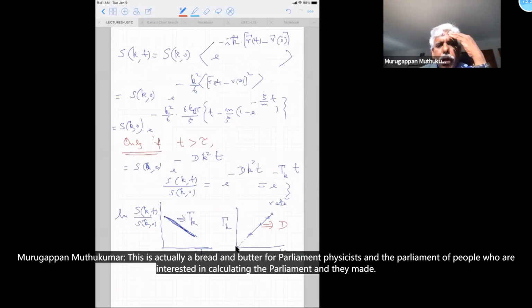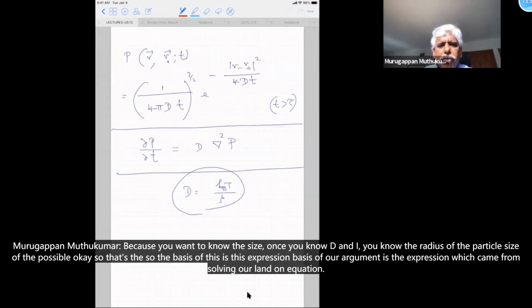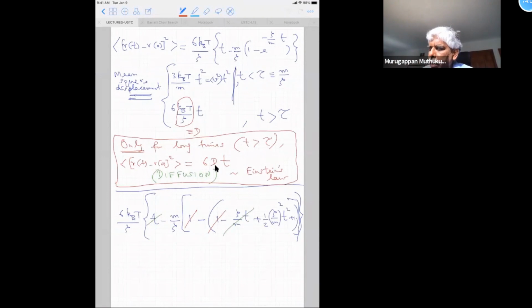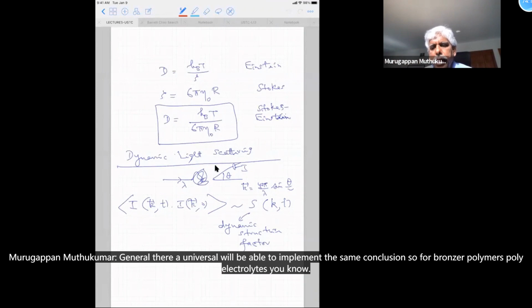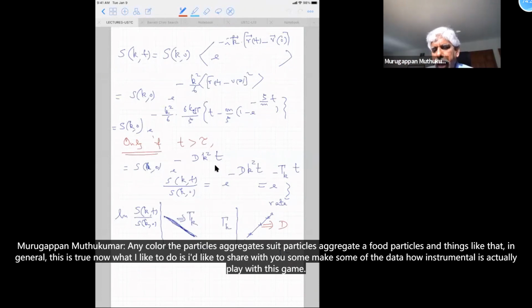This is actually bread and butter for polymer physicists and polymer people who are interested in characterizing the polymer that they made, because you want to know the size. Once you know D, you know the radius of the particle, the size of the particle. So the basis of our argument is this expression, which came from solving our Langevin equation. And the reason I'm going through this in great detail for the Brownian particle is that the conclusions we are drawing are very general, they're universal. We'll be able to implement the same conclusions for branched polymers, polyelectrolytes, any colloidal particles, aggregates, aggregates of soot particles, and things like that. In general, this is true.